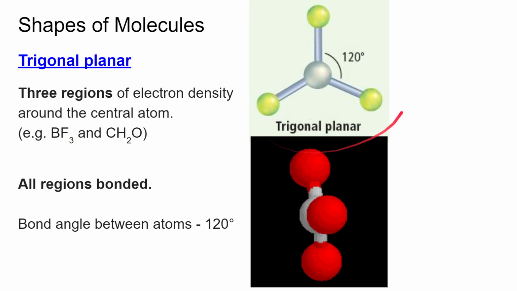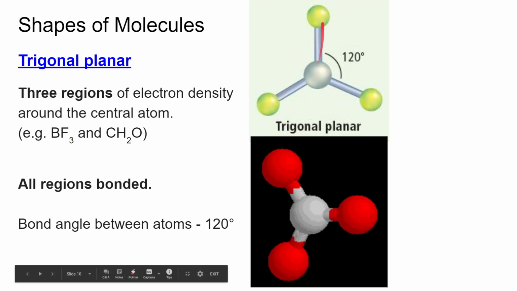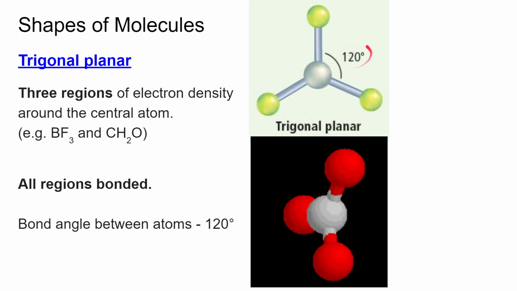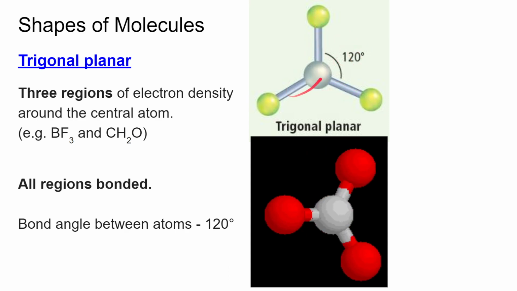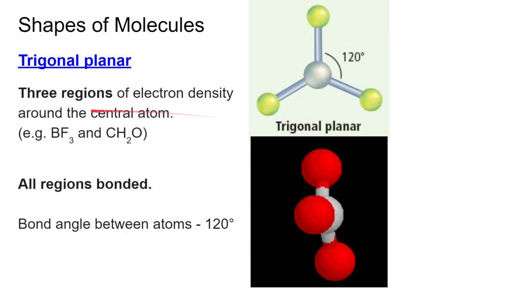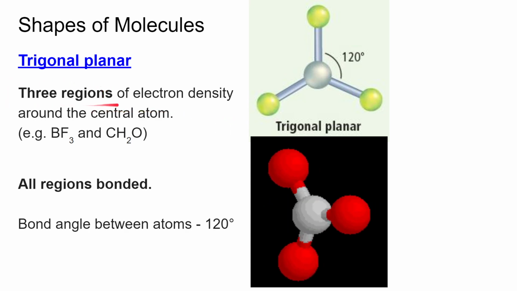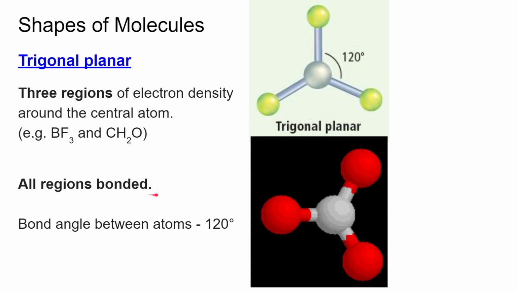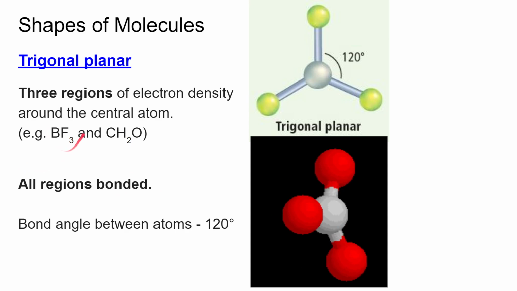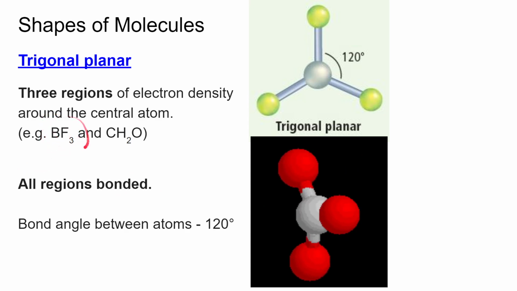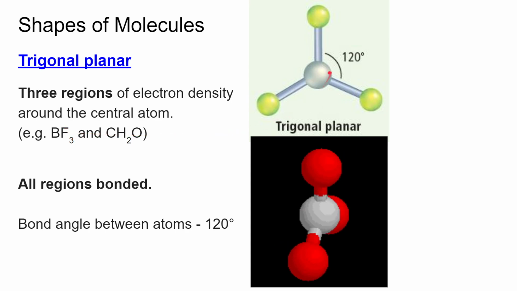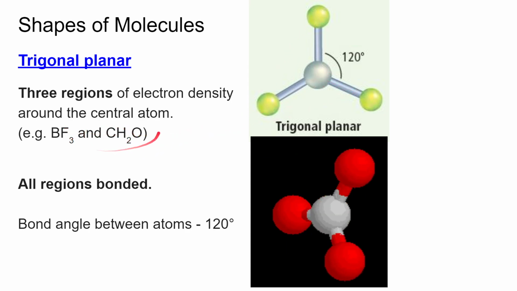The next shape is trigonal planar. Looks like this. It's a flat molecule with 120 degrees between the electron dense regions, or between the bonds. So this is when you have three regions of electron density around the central atom, and all regions are bonded. Okay, so this happens like with boron trifluoride. So you have one boron atom and three fluorines. This would look like this, or something like this.